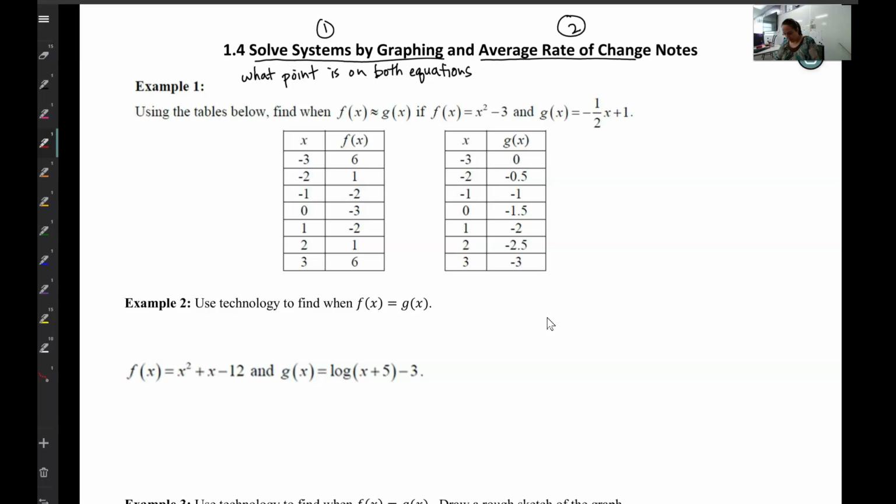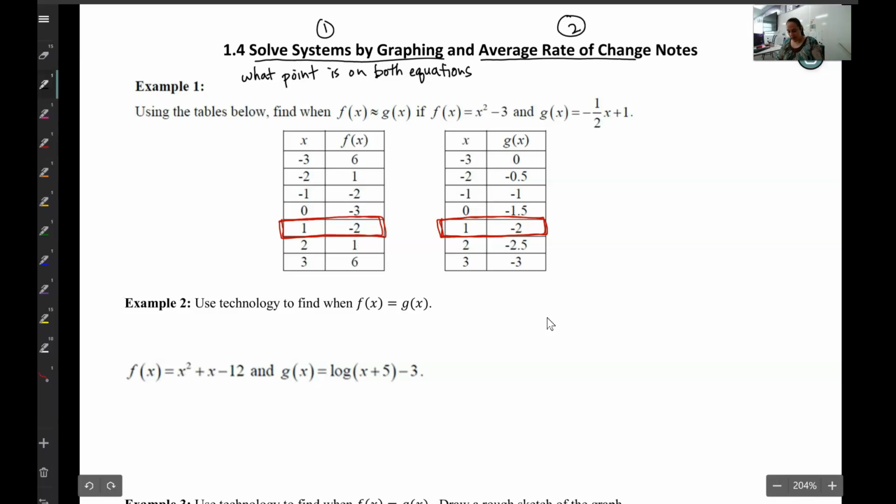So I look down the table and I can see right here where x equals 1, f of x equals -2, and same with g of x. That is the point that exists on both tables. Now double check, are there any others? Doesn't look like it. Now when we're solving systems, there can be no solutions, meaning they don't have any points in common. There could be one solution like this one. There could be 2 or 3 or even more.